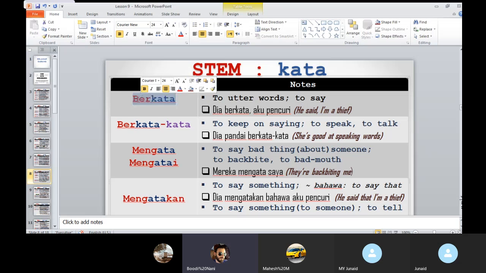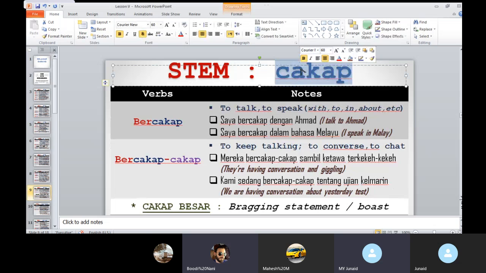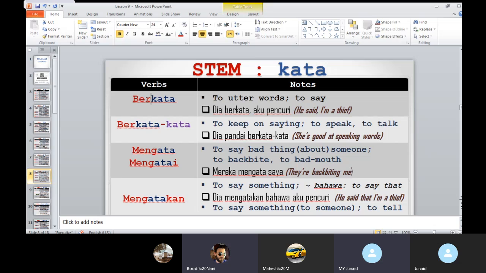We have another one. Okay. So we don't say berkata. It's a very formal way to say it, the same thing as mengatakan. Just remember this one: mengata.